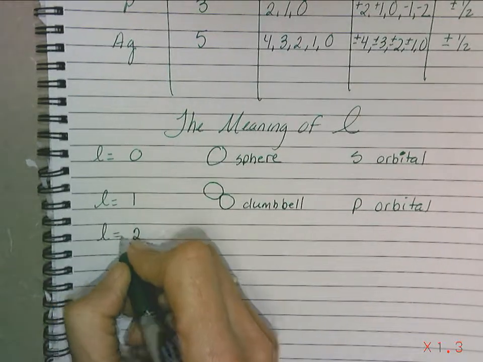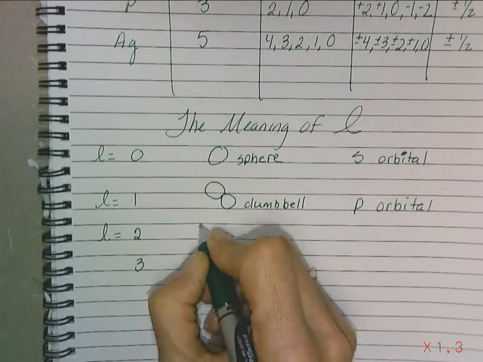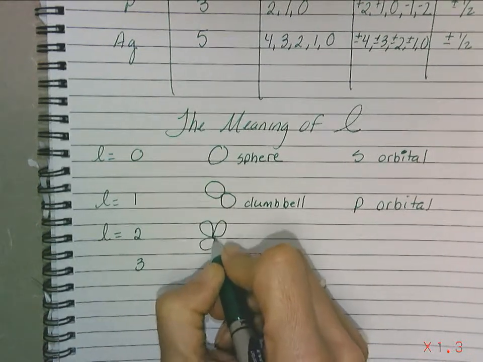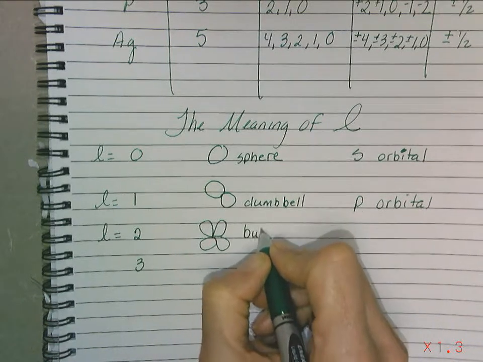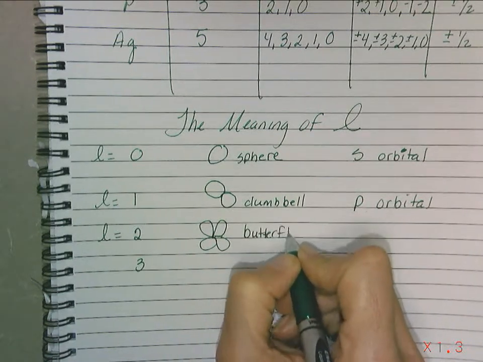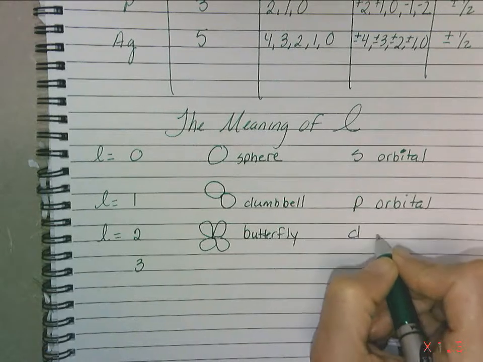When L is equal to 2, I call it the butterfly shape, or you could say a flower petal. It's called the d orbital.